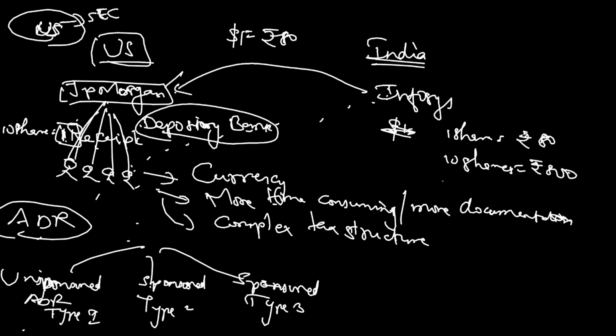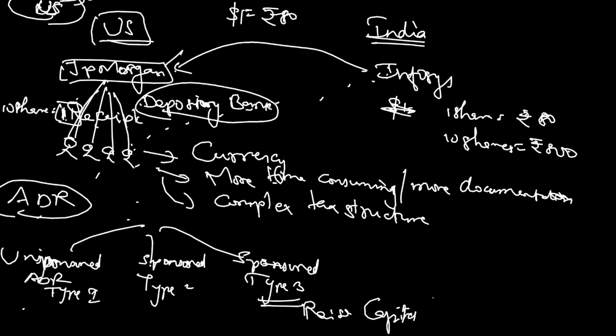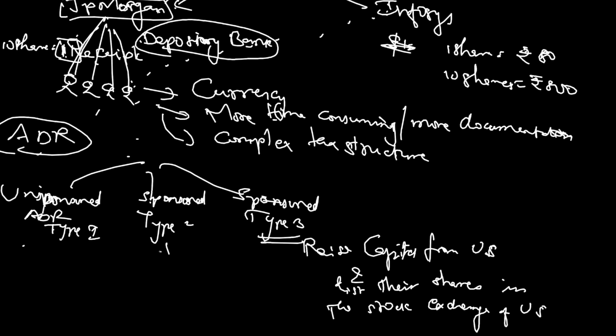Okay, sponsored type 3. Type 3 is one step ahead. They are filing all their documents in the US as well as wanting to raise money from the US. So in type 3, they will raise capital from the US and list their shares in the stock exchange of the US. Over here, in type 2, they will not raise capital, however they will do the filing work with the regulator, that is the SEC. Okay. So these are the three types.